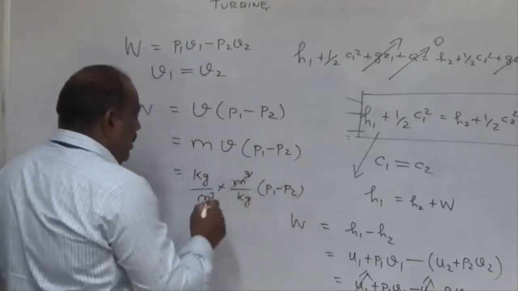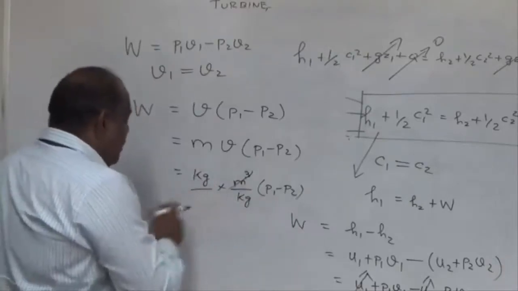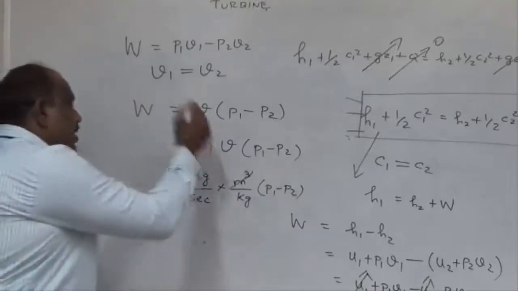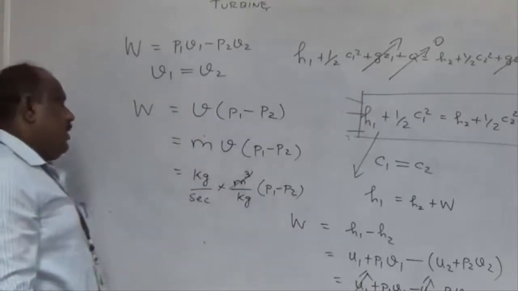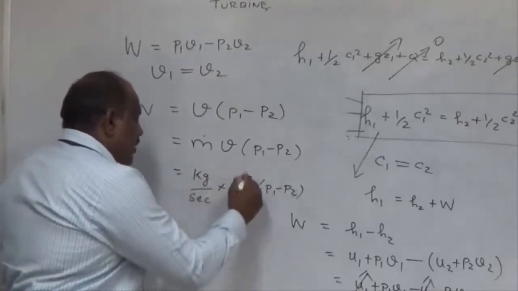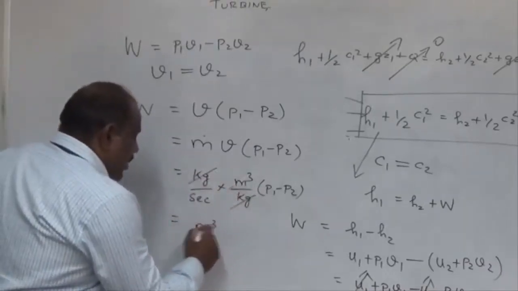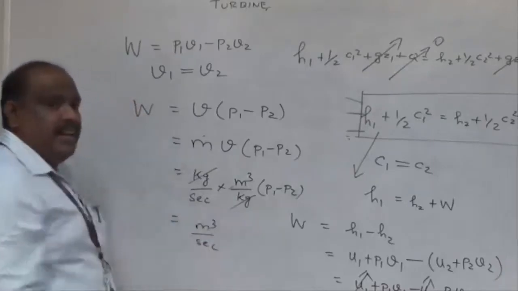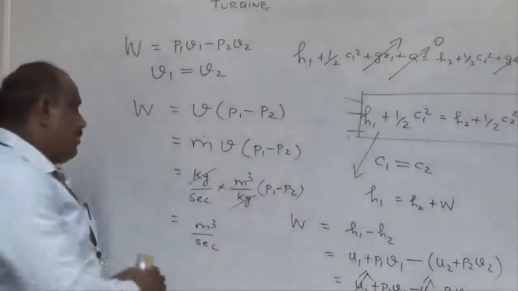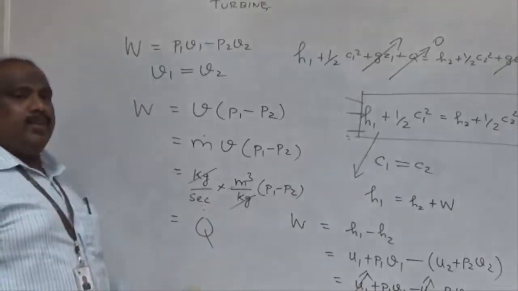Here the mass is not just kg, it is kg per second. Let me assume it is a mass per unit time. So it is kg per second. I can't strike out meter cube, it will remain meter cube. I can strike out kg and kg. So the answer will be meter cube per second. What is the unit of meter cube per second? Discharge, or volumetric flow rate. Very good. It's nothing but a discharge or volumetric flow rate. Generally, we keep this term as Q dot in fluid mechanics. But already we have Q for heat transfer.